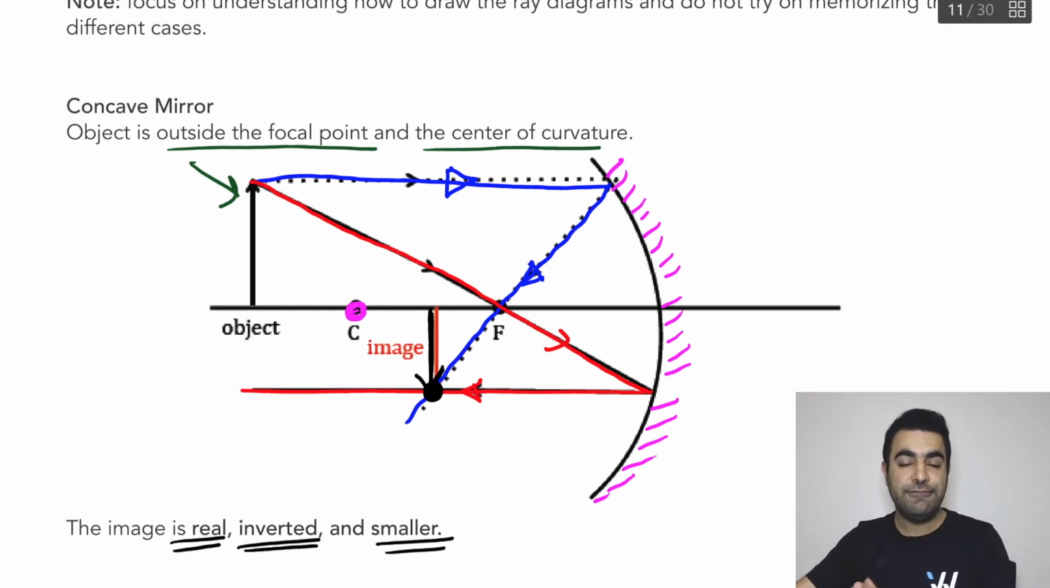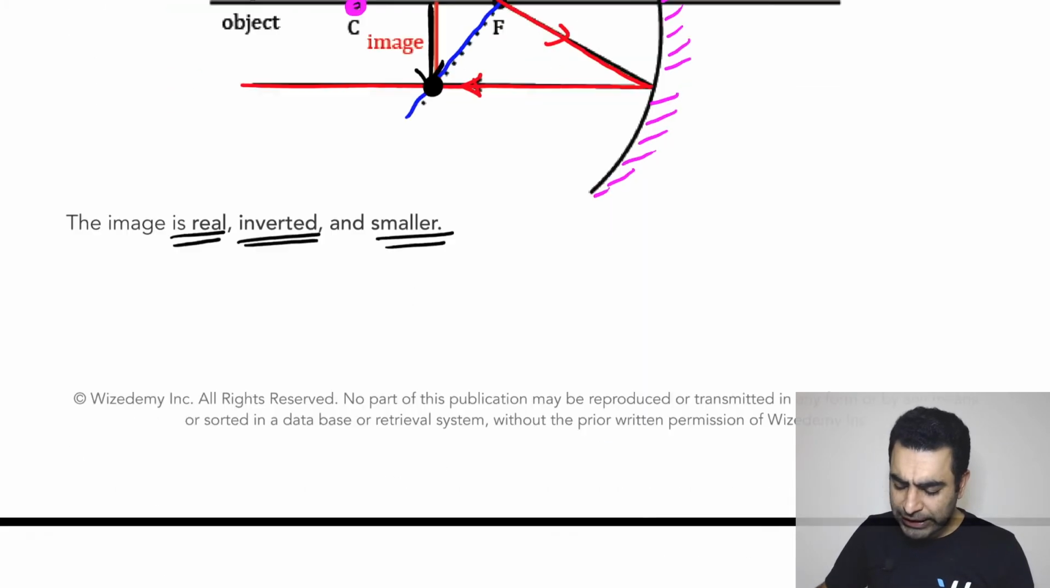If I put the object in different positions, for example, between C and F, or inside the focal length, or basically between the mirror and the focal point F, in that case, we're going to have different results. However, as long as I put the object on the left-hand side of the center, we always get an image which is real, inverted, and smaller than the actual object. I don't recommend memorizing these properties of the images, because you can immediately put the object in the appropriate location and look at the ray diagram to predict the properties of the image produced by that one. Let's look at some more examples.